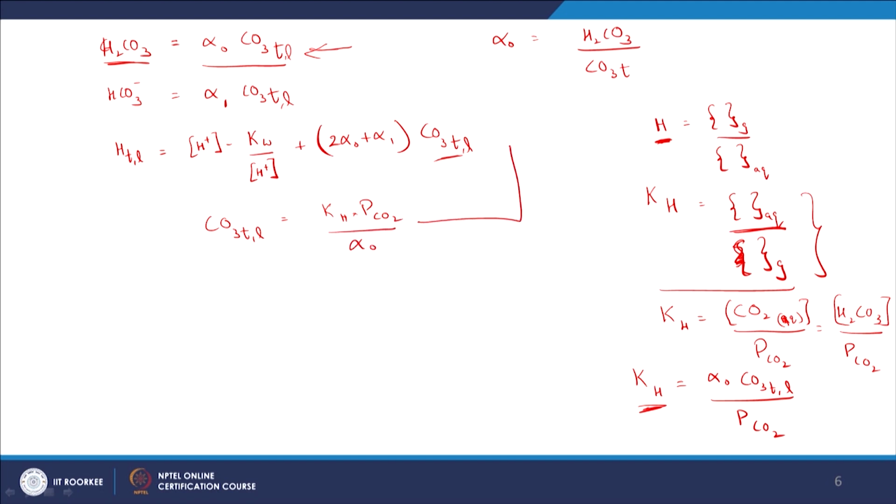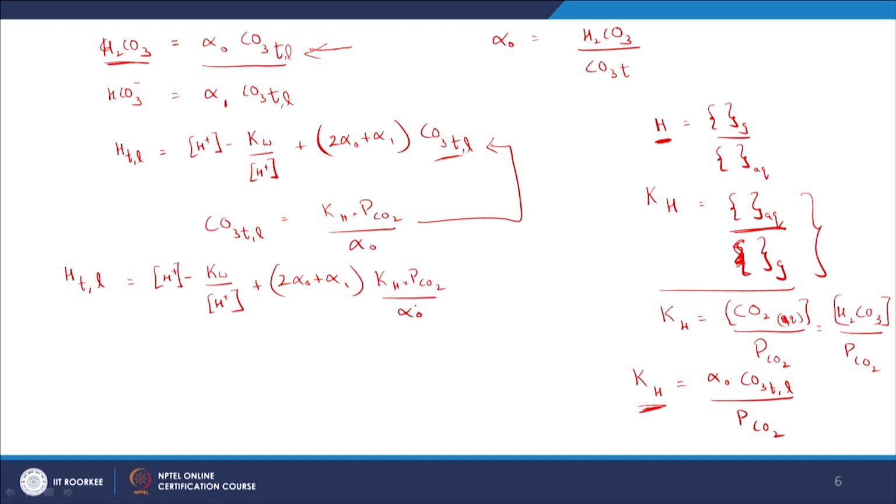and I am going to plug this in this particular equation, and thus I am going to end up with H total in the liquid phase is going to be equal to H plus minus KW by H plus, plus 2 times alpha naught plus alpha 1 into CO3 total in the liquid phase. Am I done with it now? I mean, pardon me, I guess I still obviously need to plug in the relevant equation that we just derived, KH into PCO2 by alpha naught.